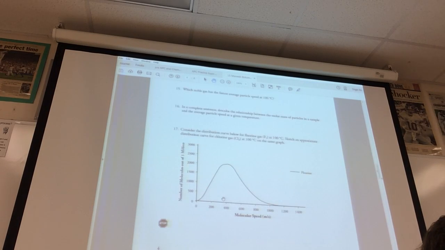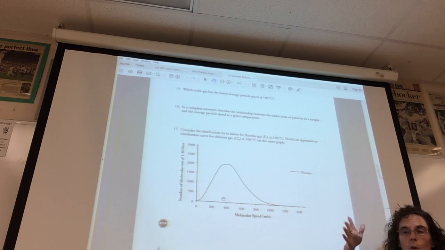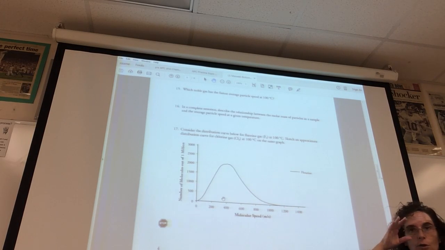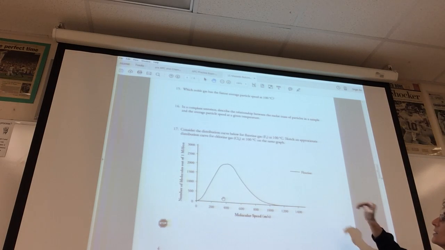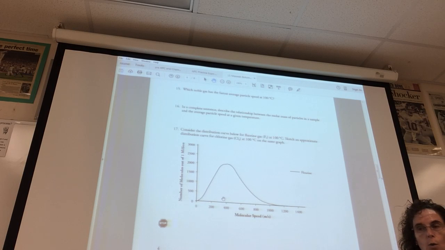And then this one you could do as well. This is a great question. I didn't have you draw it in, but this could be a part 2 question. I didn't do it on your quiz. Consider the distribution curve below for fluorine at 100 degrees Celsius. Sketch an approximate distribution curve for chlorine gas at 100. So, fluorine's in period 2, chlorine's in period 3, both diatomic. Which one's heavier? Chlorine.